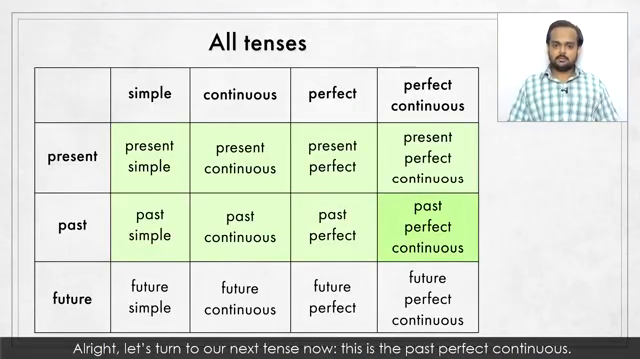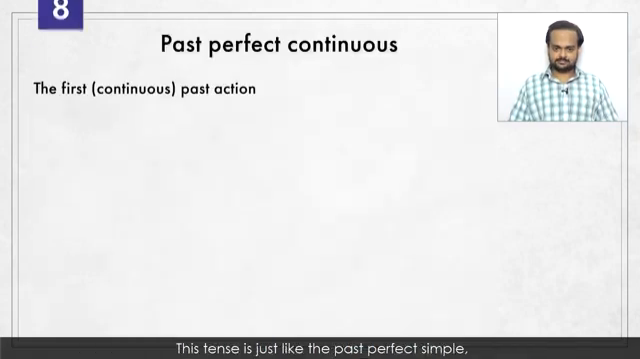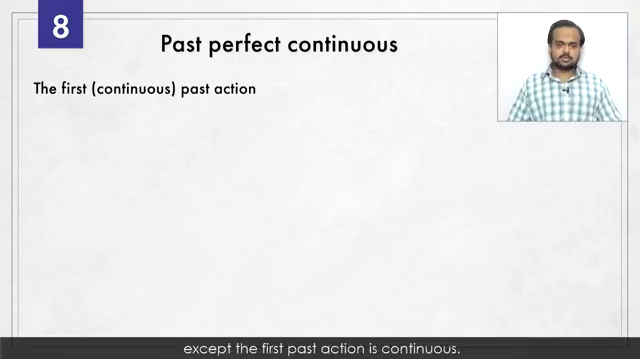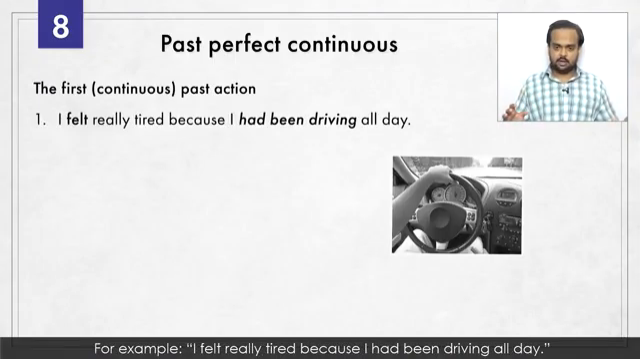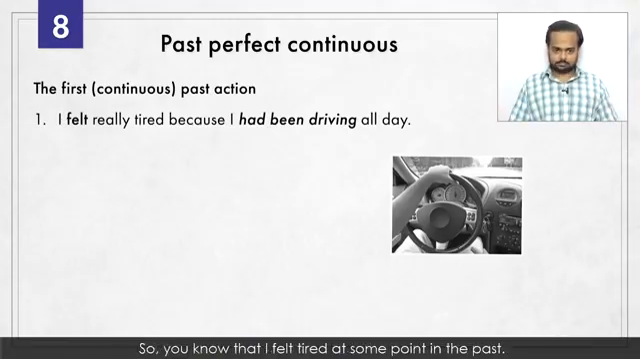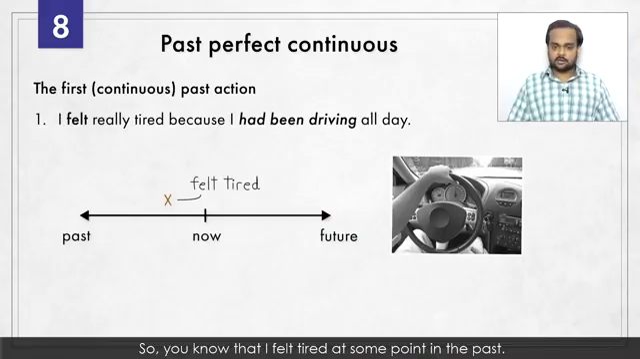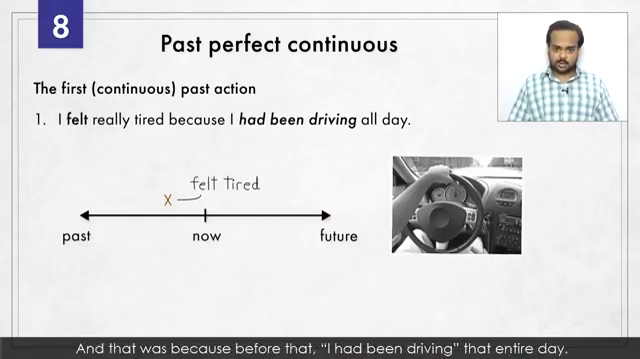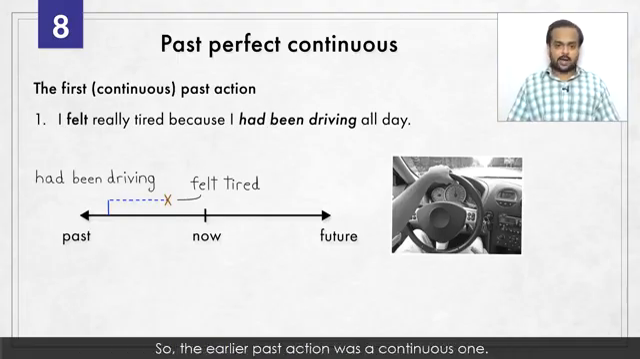This is the past perfect continuous. This tense is just like the past perfect simple, except that the first past action is continuous. For example, I felt really tired because I had been driving all day. So you know that I felt tired at some point in the past. And that was because before that, I had been driving that entire day. So the earlier past action was a continuous one.